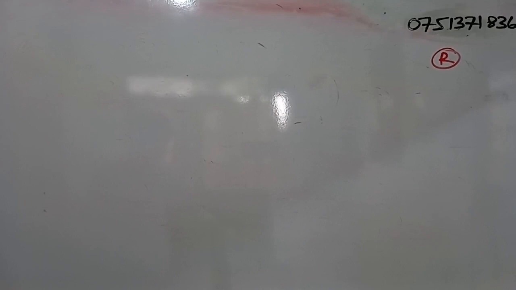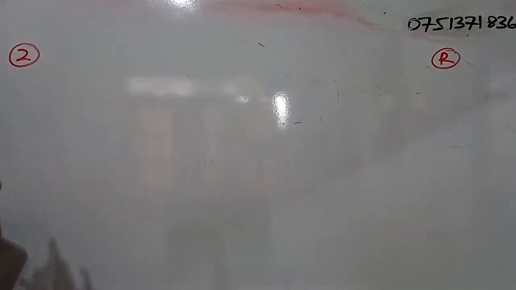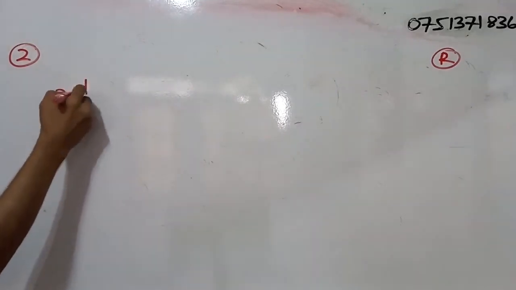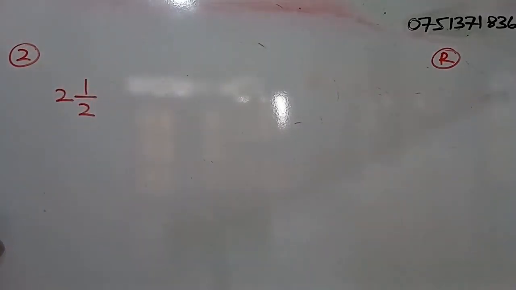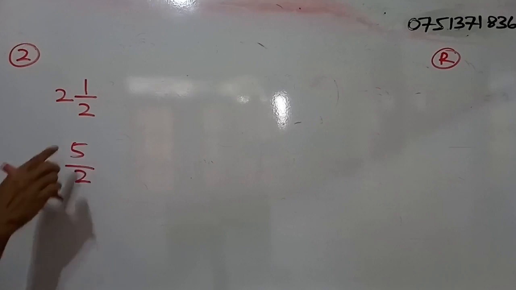Question number 2. Fill in the blanks in the following table. So the first row we have mixed number. Then the next row we have improper fractions. Right. So the first one we have is 2 and 1 by 2. Right. So we know what will be the improper fraction of this. 5 by 2.